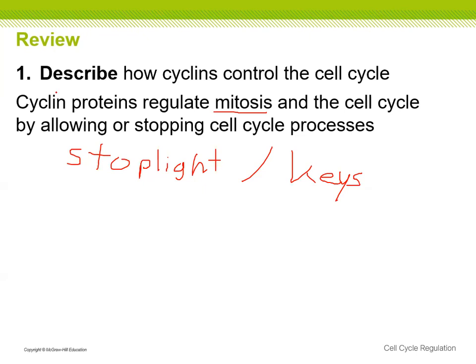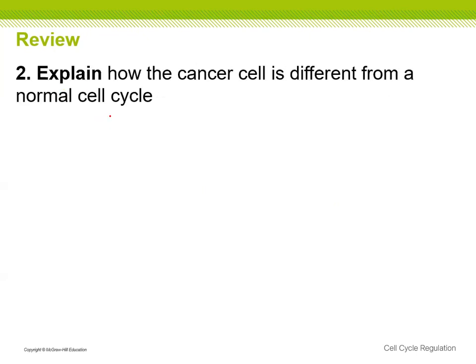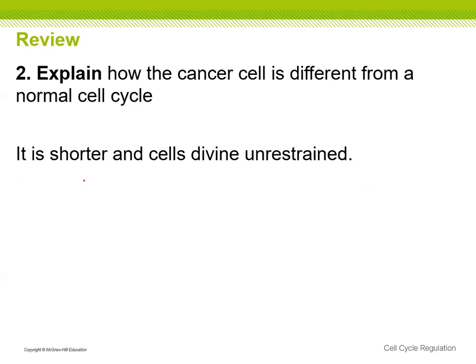Okay, so next we want to look at how is a cancer cell different than a normal cell? Basically, it just keeps growing, right? Oh, and then divide. It divides unrestrained. You don't even need that first part. Just it divides unrestrained. We don't really need to know much about cancer. We have a pretty good concept of it.